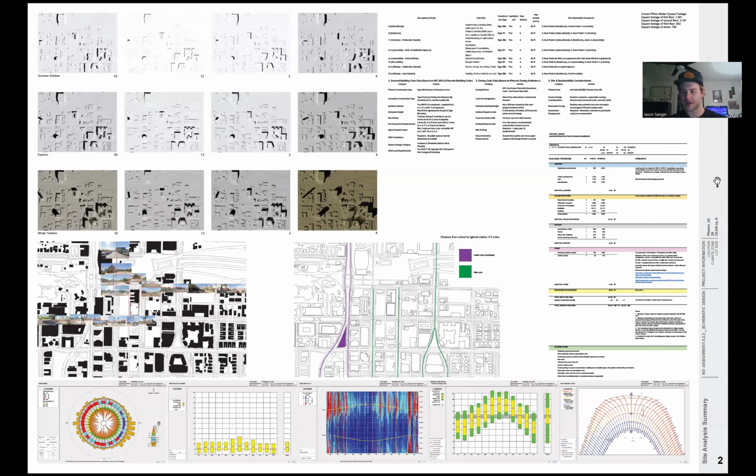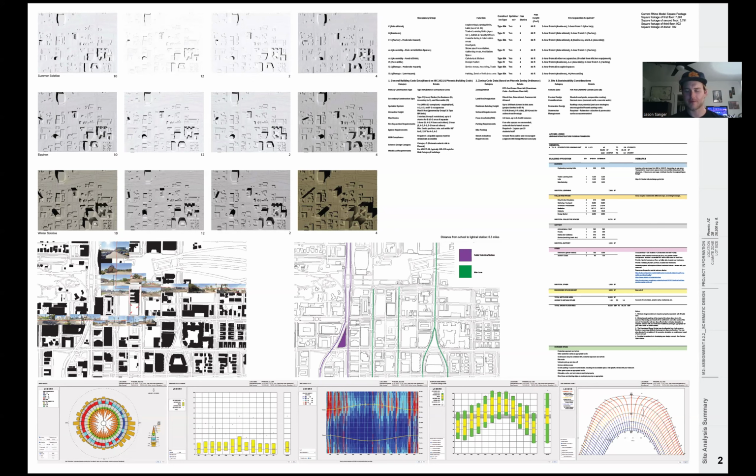So here is my site analysis summary. Here at the top left, we have some solar studies. The top from summer solstice, the middle from the equinoxes, and the bottom from the winter solstice. Then below that, we have a site journey map showing some significant or interesting things around the site.